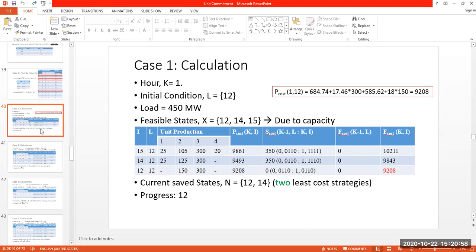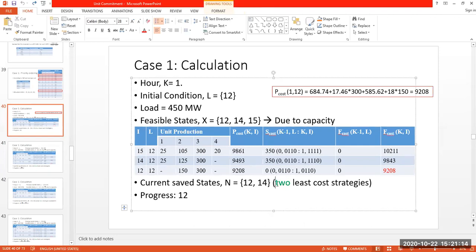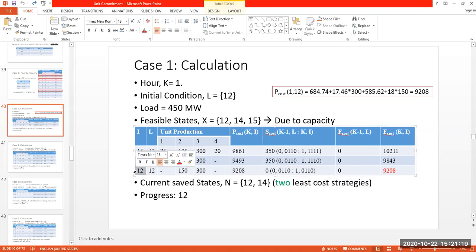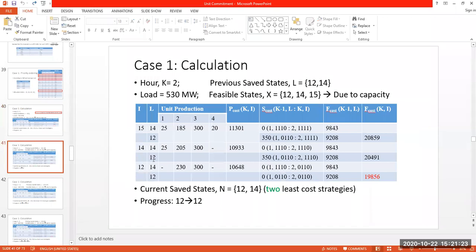Can you repeat, please? I mean, for example, in case we have state 15 having a lower cost than state 14. Of course, it means that we will have 12 and 15. If state 15 is having lower cost than state 14, and my choice is to go for the two least cost strategies only, then I would have chosen 12 and 15 instead of 12 and 14. And in that case, these entries here for L would have been 12 and 15, 12 and 15, 12 and 15. Okay. Thank you.